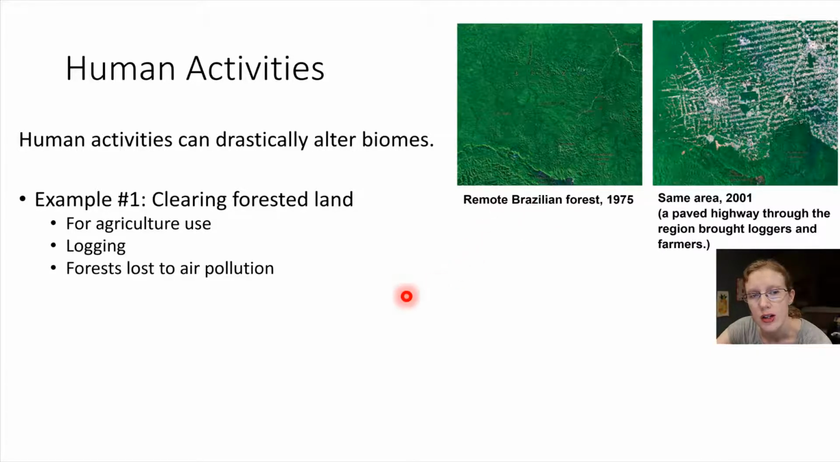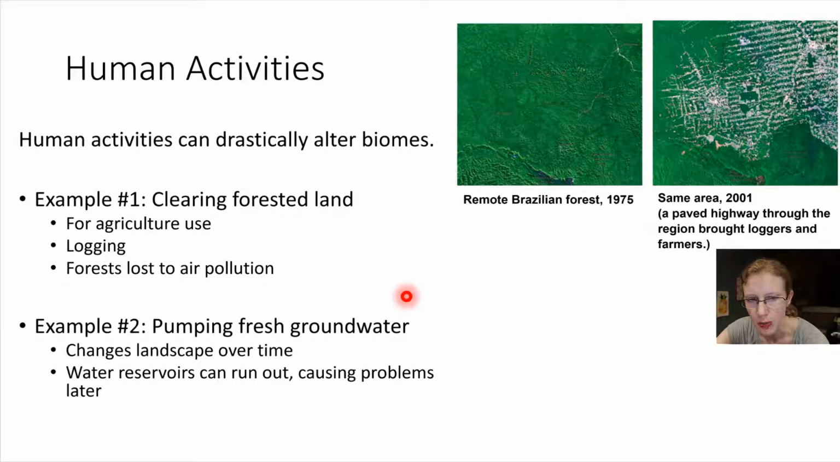So one more example. Pumping groundwater. This is something that we certainly do in California in order to water crops and just to provide enough water for people to live here. And this is something that over time can very drastically change a landscape. When we pump a lot of water out of the ground, what's going to happen over time is the land itself will actually start to drop because there's not as much water underneath of us anymore.